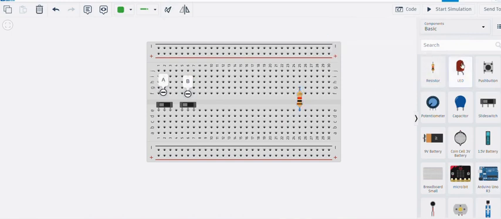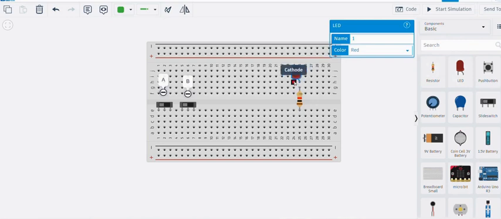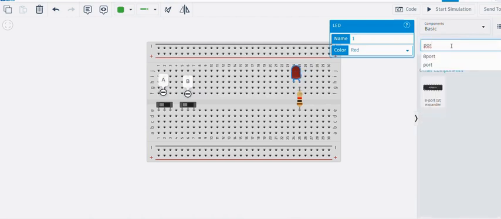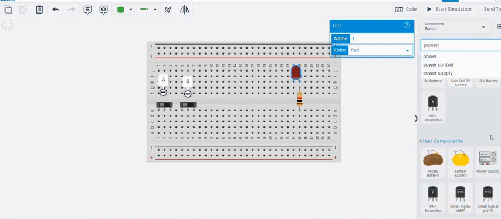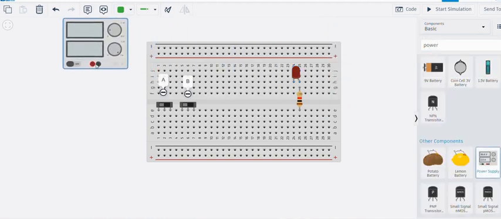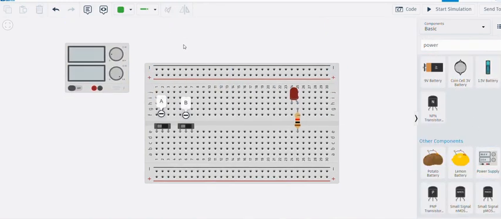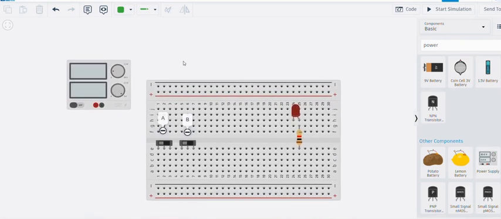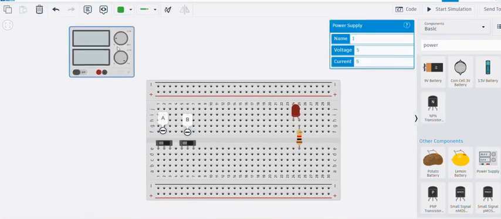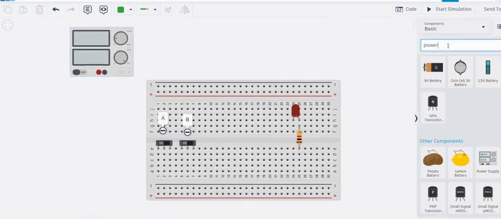Take one resistor and place it here, and then one LED. The LED has two terminals, one is the anode and the other is the cathode. The anode should be given to the resistor, and we should take the power supply. The reason for using the resistor is that the LED can't stand the high voltage. That's why we're taking the resistor. The left side is the power supply to the circuit.